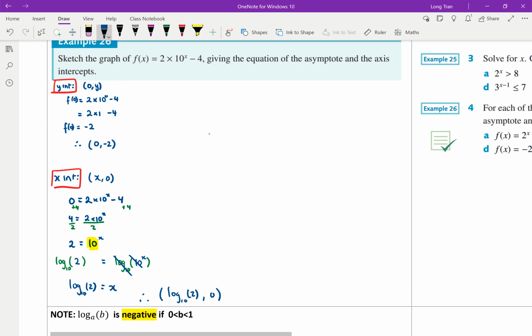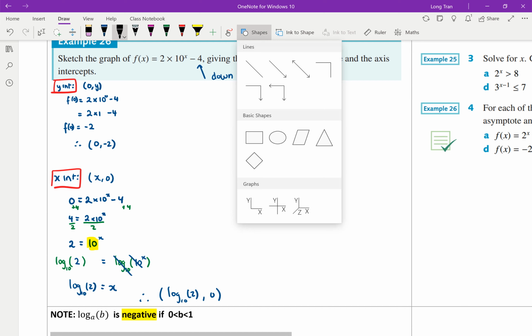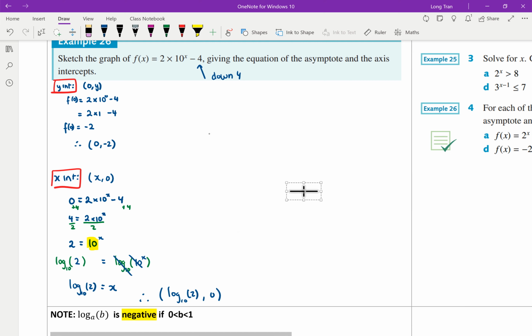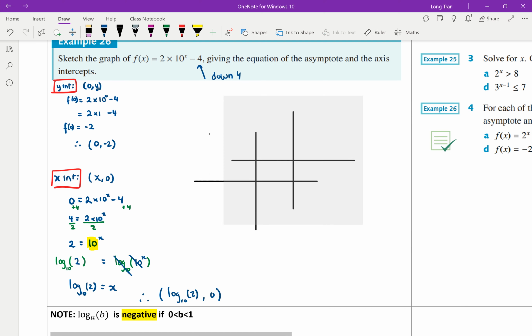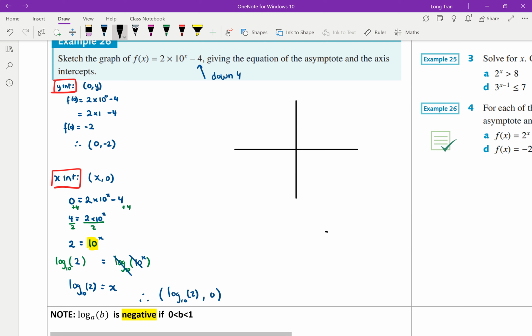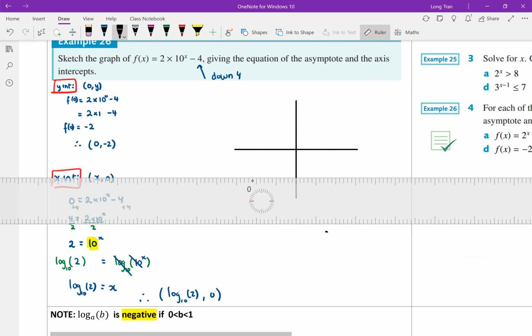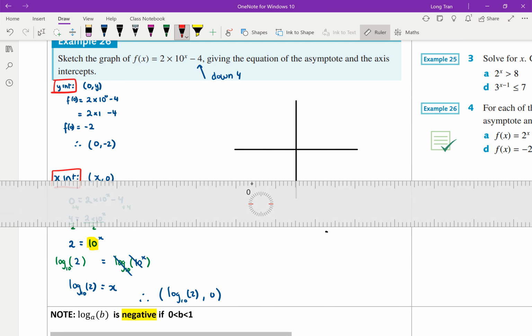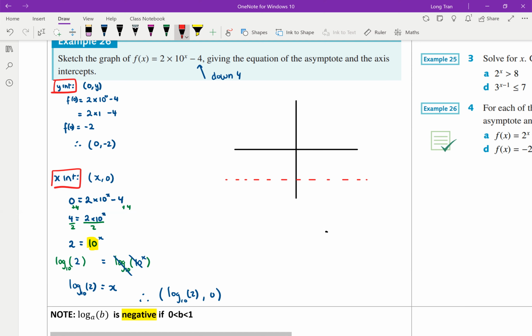Now, when I'm sketching, I can see that that's minus 4. So that means the asymptote has gone down by 4. Okay, so if we were to sketch this now, this is what it's going to look like. If we were to sketch this using a ruler, we know that it went down by 4. So down 4, so I'm going to draw a y asymptote like this. So y equals negative 4, that's my asymptote.